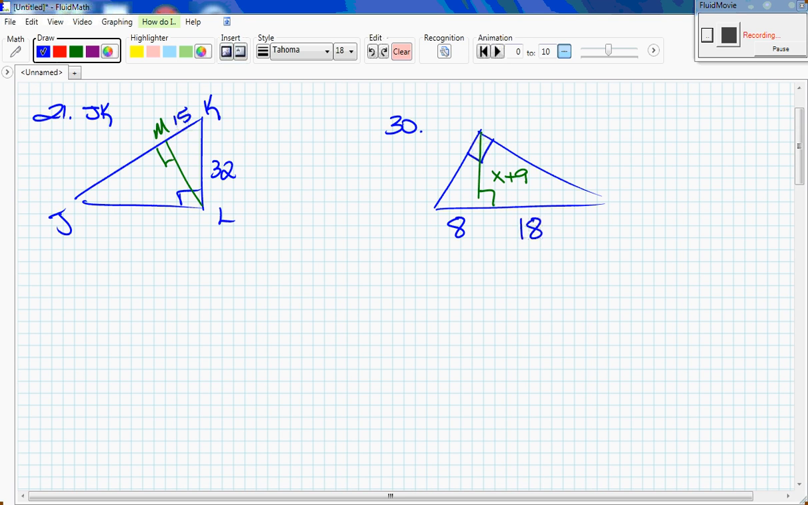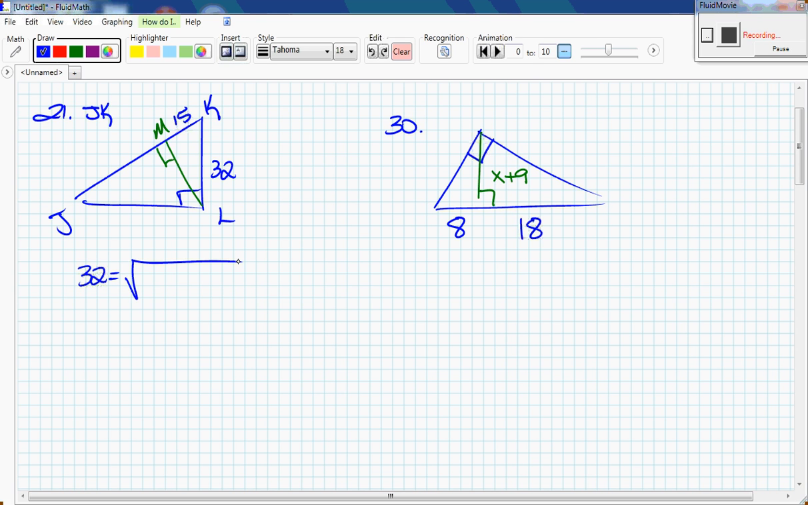Okay, to solve questions 21 and 30, we need to go back and take a look at our theorems. When you look at 21, we have the length of the leg of the largest right triangle, triangle JKL, and we're looking for the hypotenuse JK. Well, the theorem says that the length of each leg of the right triangle, so in this case 32, is a geometric mean.